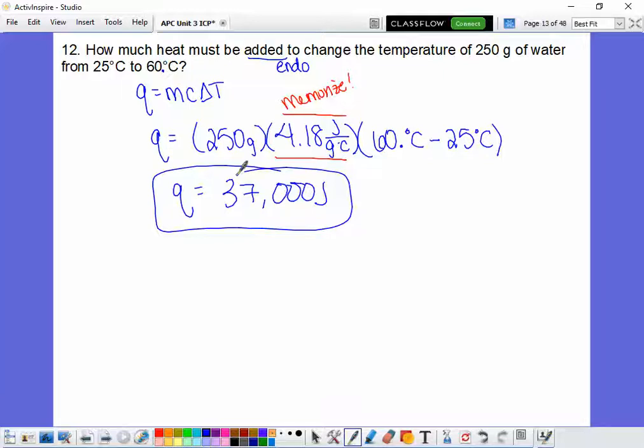Okay? All right. And what sign does this have? Positive. Because it's being released. Or, sorry, it's being added. It's endothermic.